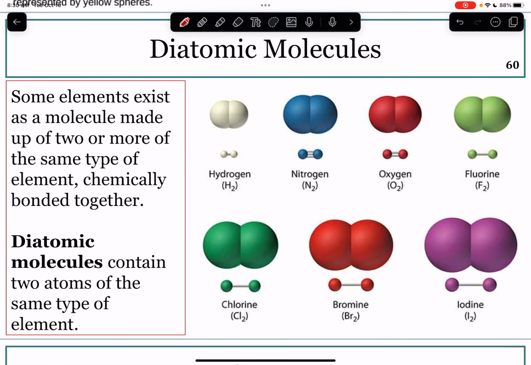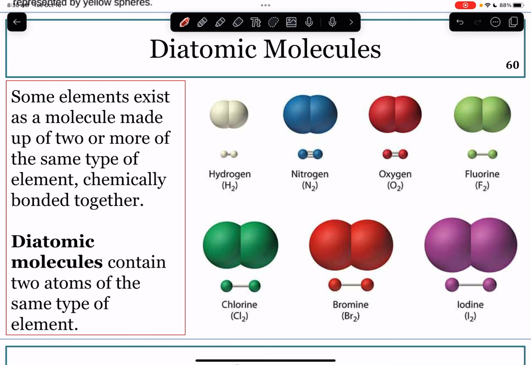Some elements exist as a molecule made up of 2 or more of the same type of element chemically bonded together. These are called diatomic molecules. Di is a prefix for 2, and atomic comes from atom, so we have 2 atoms in the molecule. All 7 of these elements, hydrogen, nitrogen, oxygen, fluorine, chlorine, bromine, and iodine, exist as 2 of themselves bonded together. None of them exist as one single atom floating around in nature.